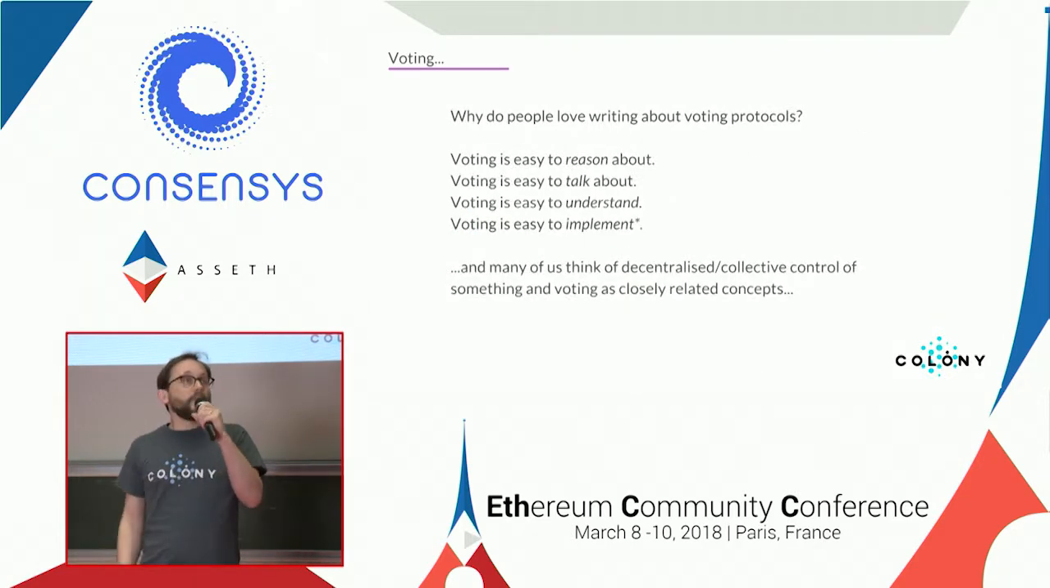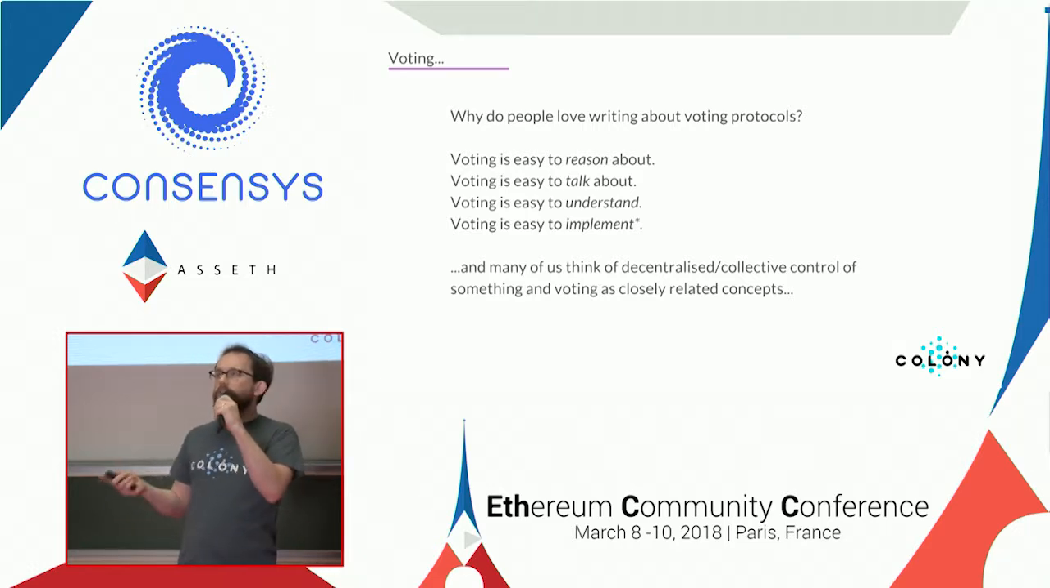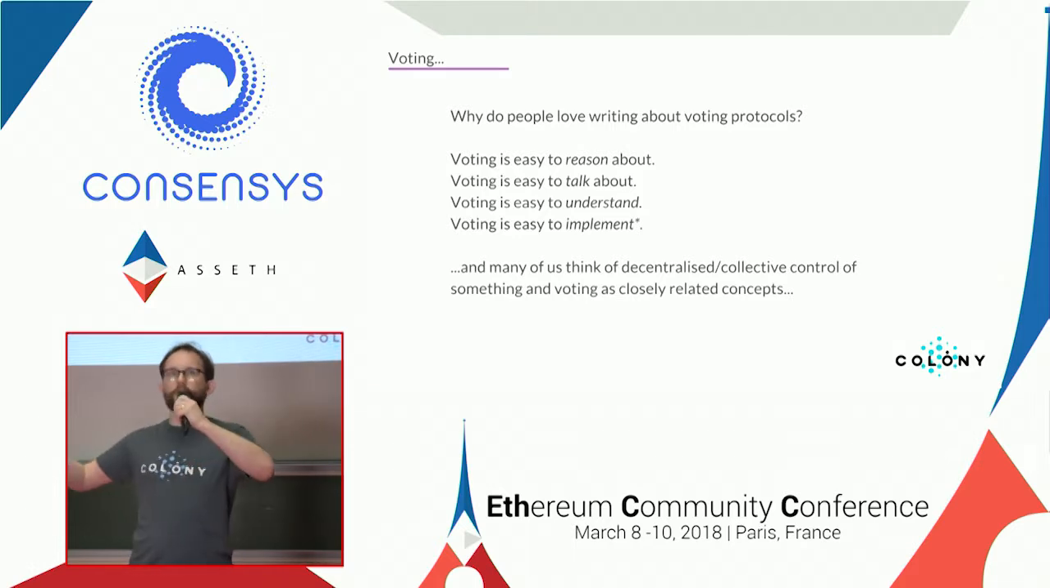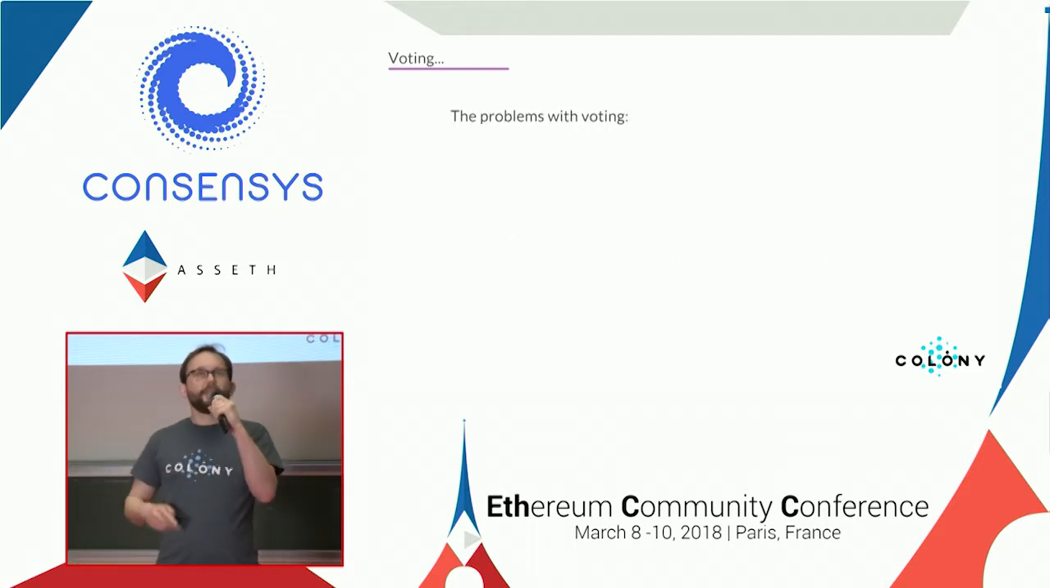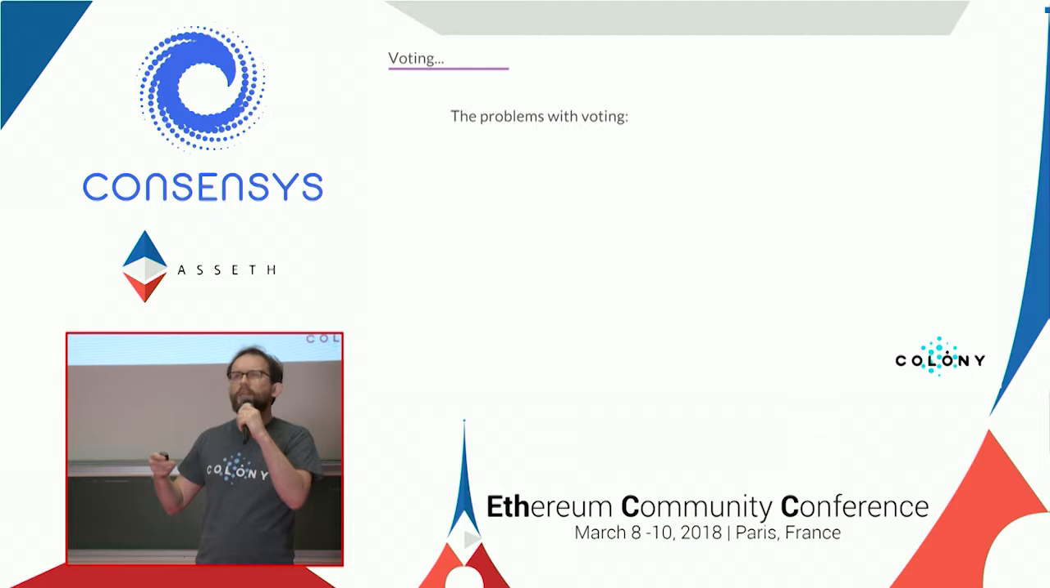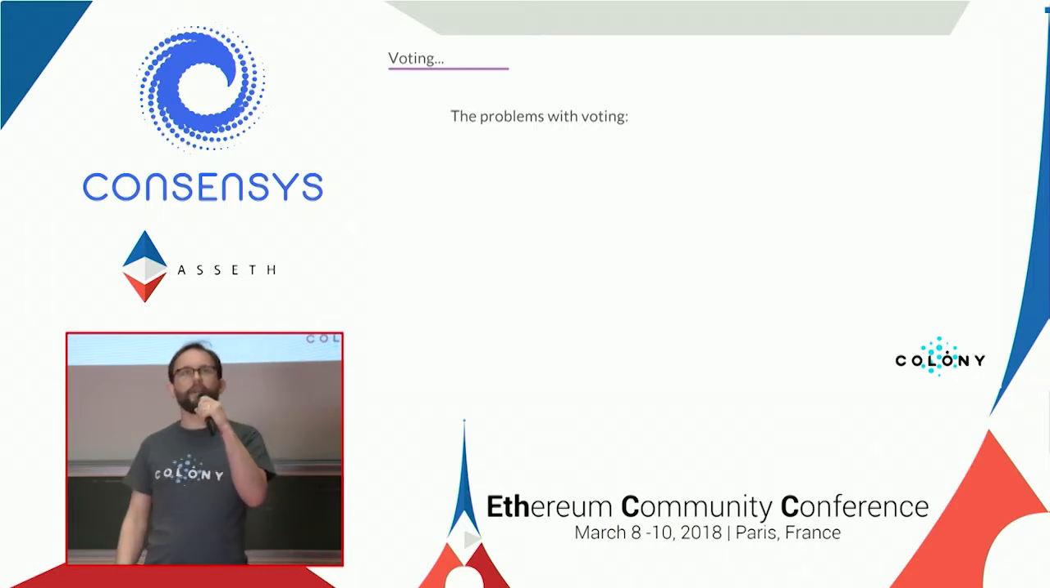But why do we love to talk about voting? Well, because it's easy to understand, it's easy to explain, it's relatively easy to implement, and a lot of us think of collective governance and voting as really two sides of the same coin. They go together. Like if we're collectively governing things, it means we're voting on things together somehow. But voting is not a panacea. Panacea? I don't even know how to pronounce that. I've only ever read that.